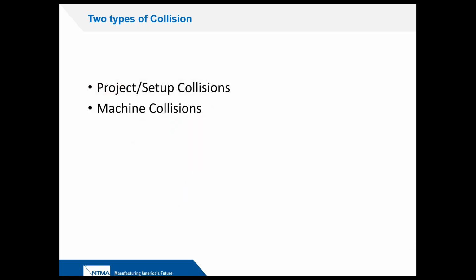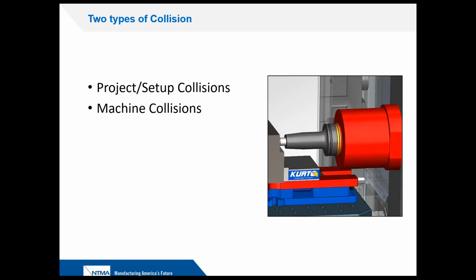And then we have machine collisions, and typically we're going to consider these between actual pieces of the actual machine and some other component. So in this case, we have a spindle housing colliding with a vise. So we have the machine component being the spindle housing, and then the fixture being the vise.